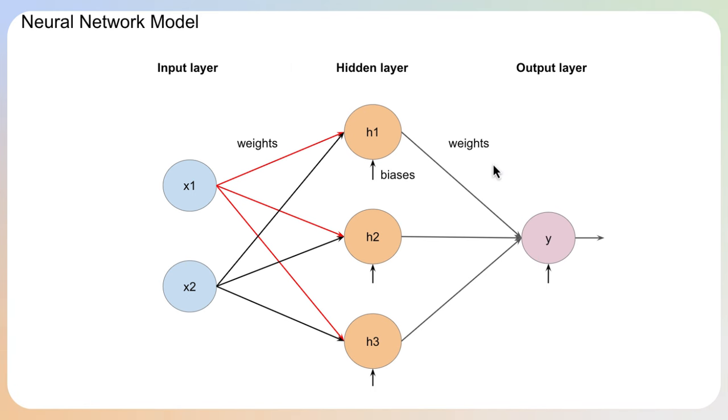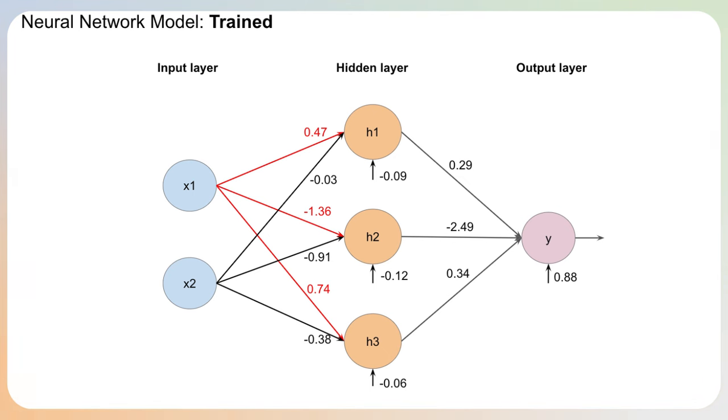Let's take a closer look at the structure of our neural network model. The model consists of an input layer, a hidden layer, and an output layer. Each layer has weights and biases, which can be adjusted during training to minimize the prediction error. Understanding the architecture of a neural network is fundamental to grasping how models learn from data and make predictions.